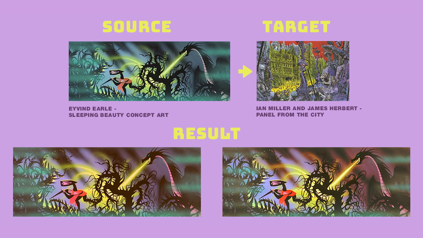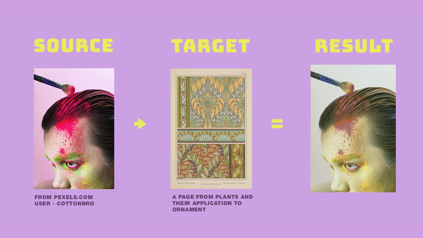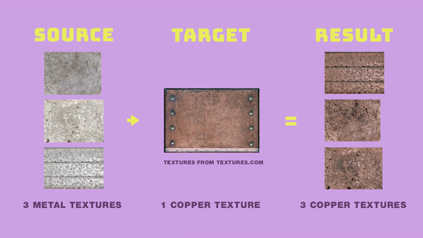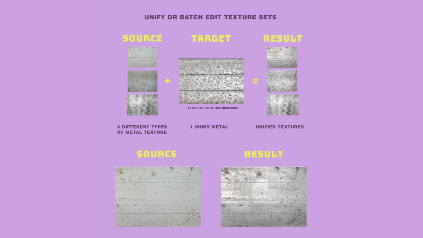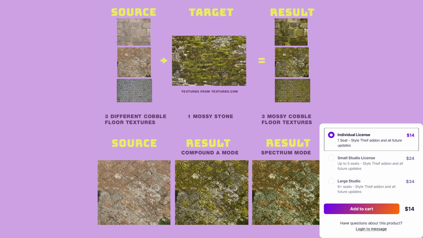This is great for giving your textures a unified look or applying a famous painting's color to your 3D art. In addition, it supports batch processing, so you can transfer a color style to multiple images in one go, making it a really interesting add-on that you can experiment with.